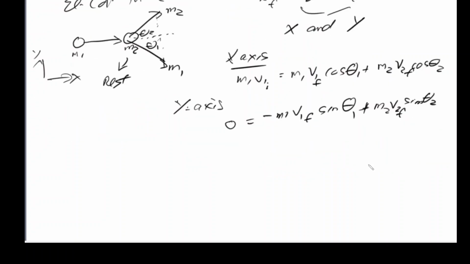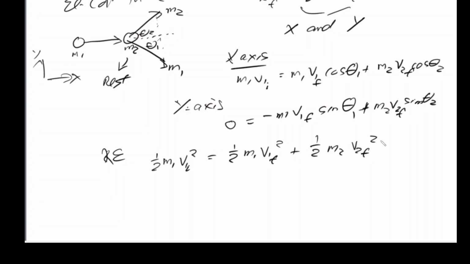Okay, and our kinetic energy for this problem is 1/2 m1 v1 initial squared, which is equal to 1/2 m1 v1 final squared plus 1/2 m2 v2 final squared. So when you're doing a problem, we look at these equations, and we can usually solve for most of our unknowns with this technique.